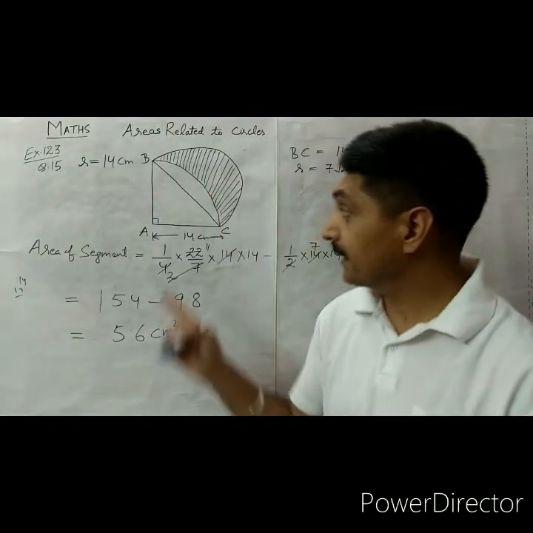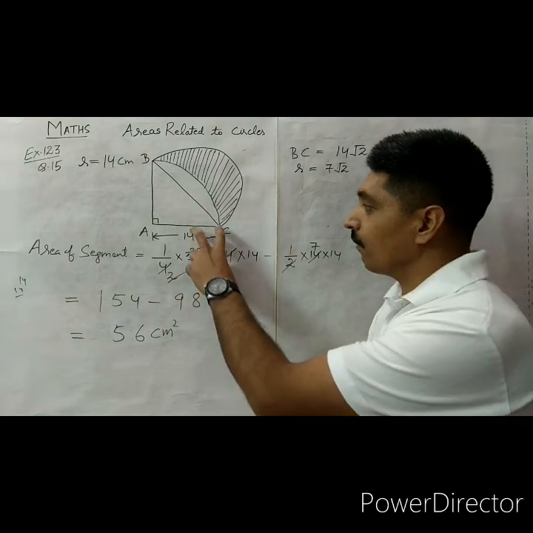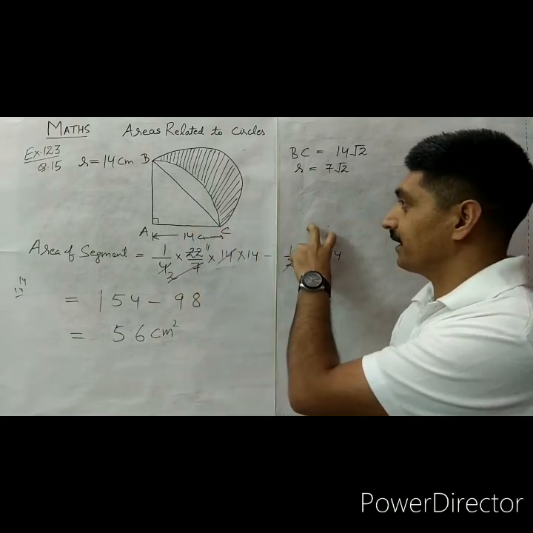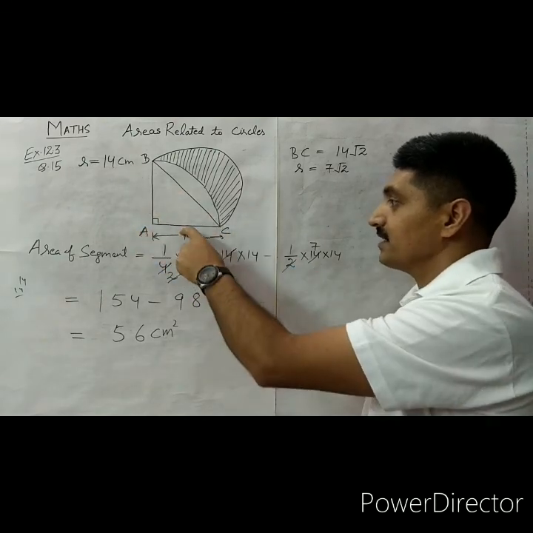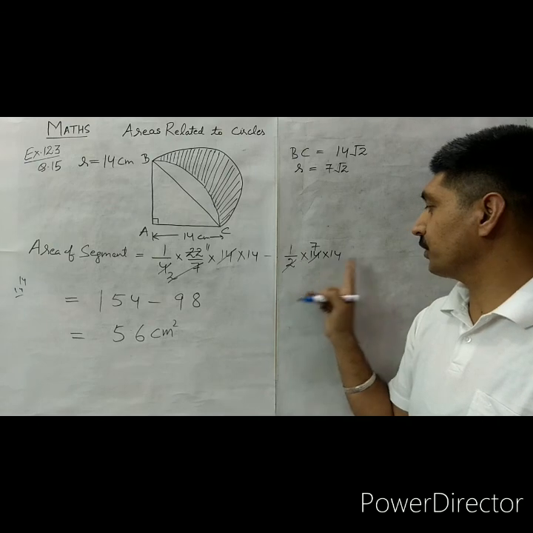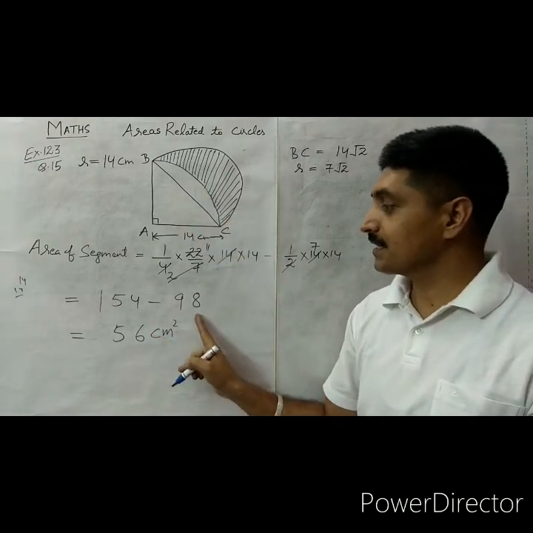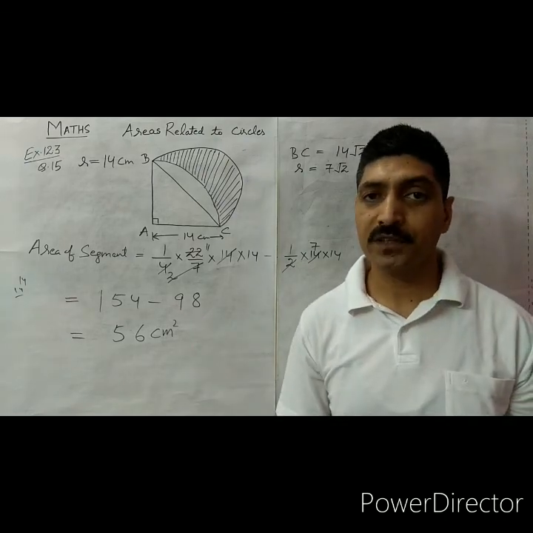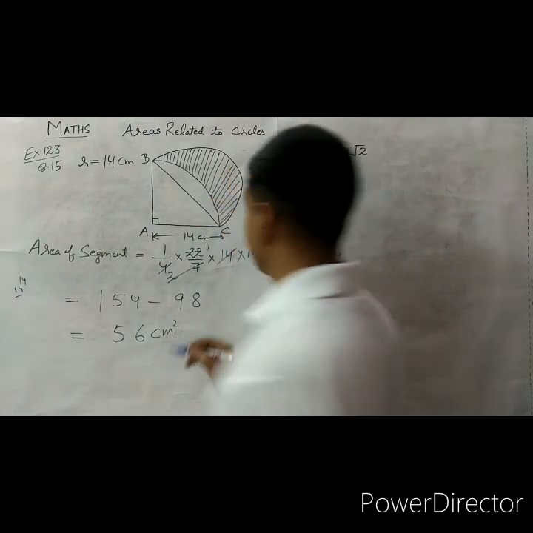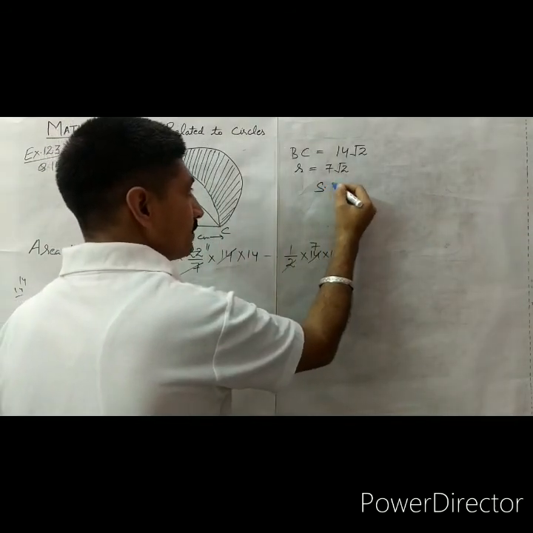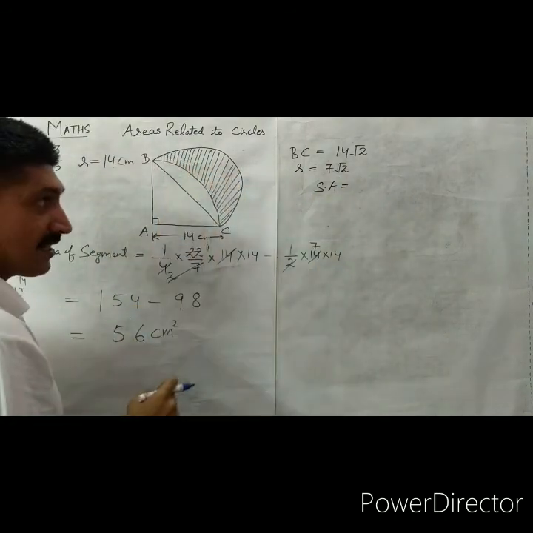So we have found the area of this portion, that is segment, that is area of a quadrant minus area of right angle triangle, that is half into base into height. So here that is 14. So half into 14 into 14. So area of this segment is equal to 56 centimeter square. Now this shaded area, so shaded area here, shaded area is equal to area of a semicircle.